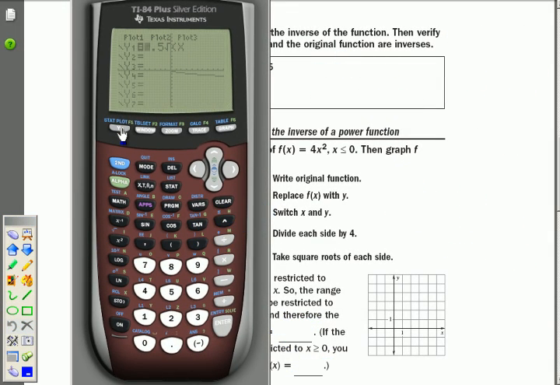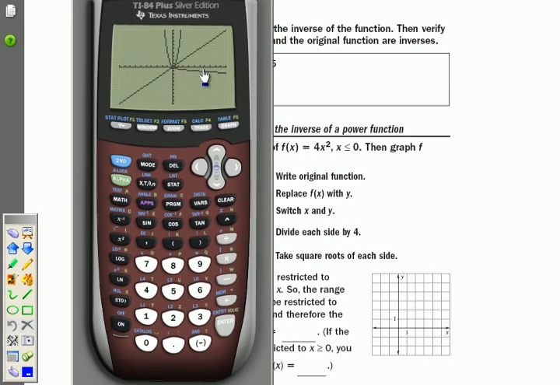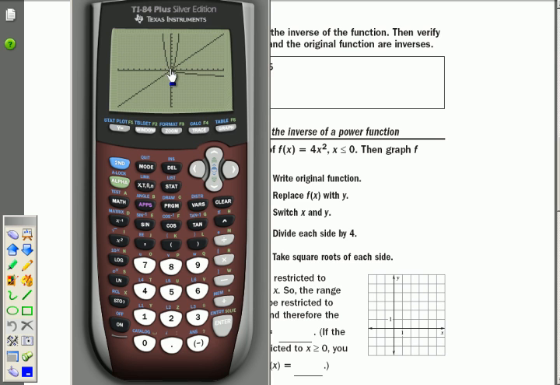I'm going to do y equals x, and that's going to give me a graph like that. And then I'm going to do y equals 4x squared. Take a look at that graph. And so this piece down here is the reflection of the piece up here.